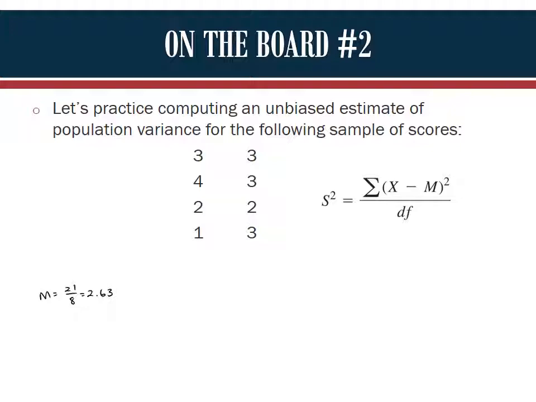We also want to identify the degrees of freedom. So degrees of freedom, right, is n minus 1. There are 8 scores. So degrees of freedom for this example is 8 minus 1, which equals 7. So degrees of freedom is 7.